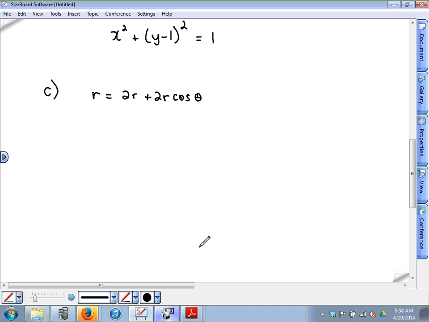Okay. R equals 2R plus 2R cosine theta. Say again. From here? Okay, we could try that. So we have, is this what you were talking about doing? Okay. We're going to probably have to do a similar thing that we did on the problem above, because we really want to try to have an R squared here.